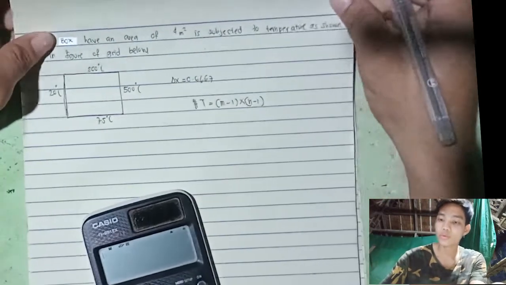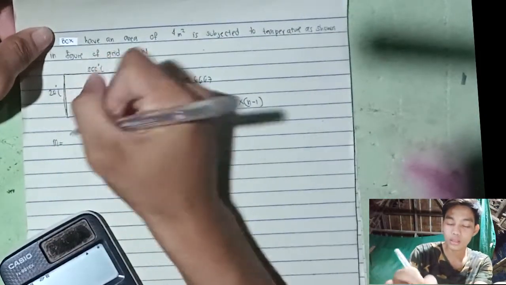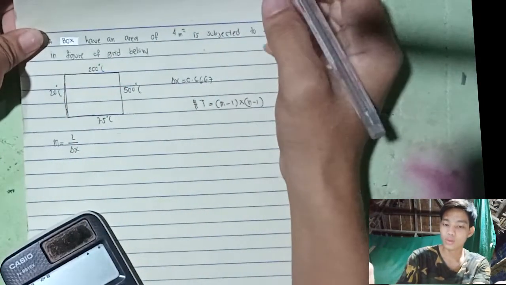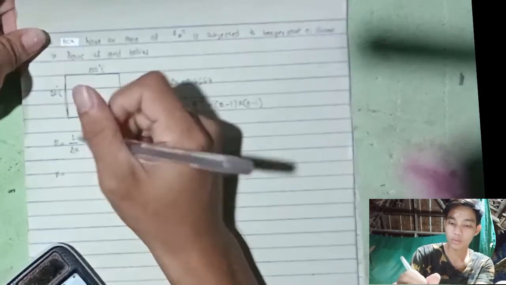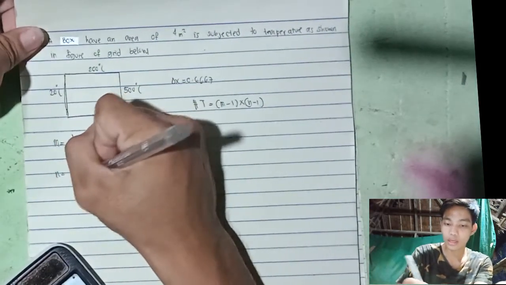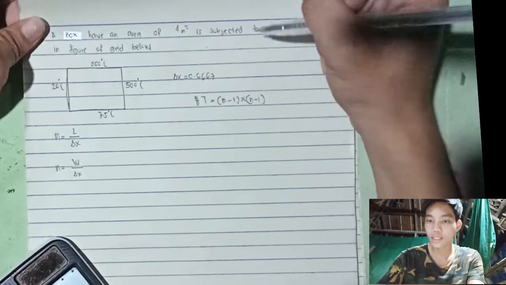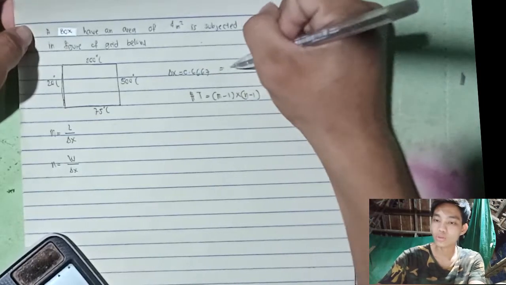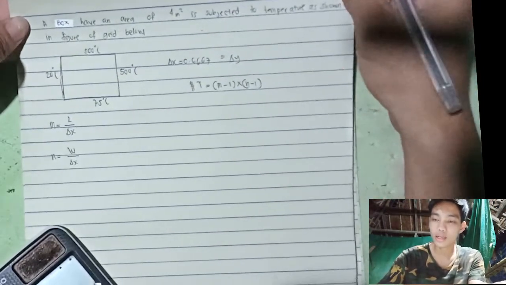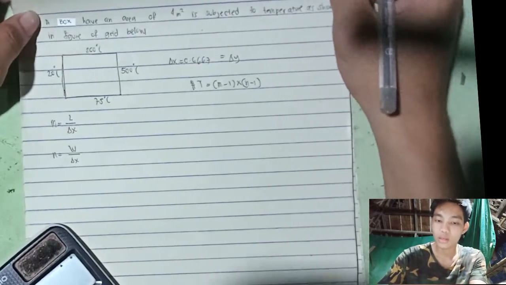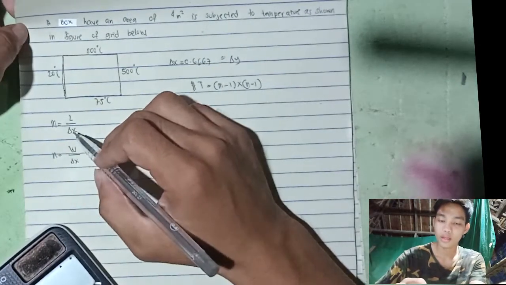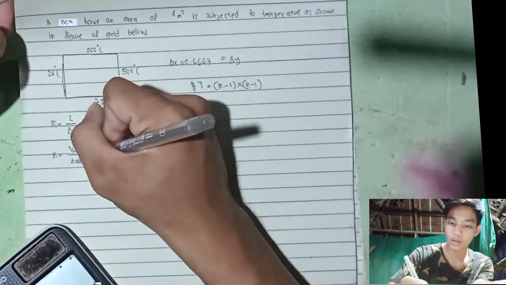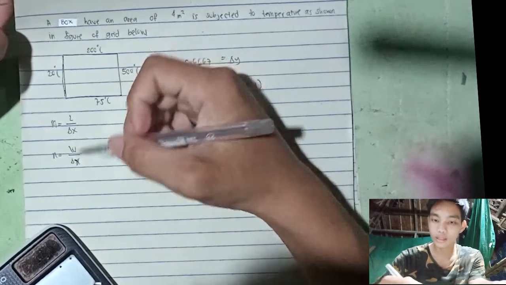So, meron tayong formula for m, which is m is the length over the delta x. And for n, meron tayong formula na width divided by delta y. So, in elliptical PDE po pala, ang derived formula which is delta x is also equal to delta y. Yung derived formula ng elliptical partial DE. So, ito po yung formula ng m and n: length over delta x and width over delta y.